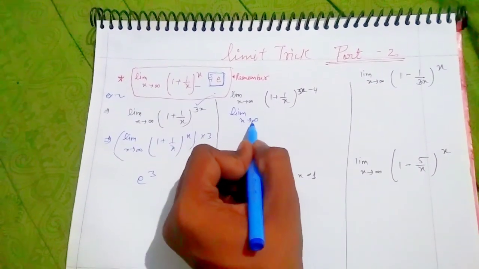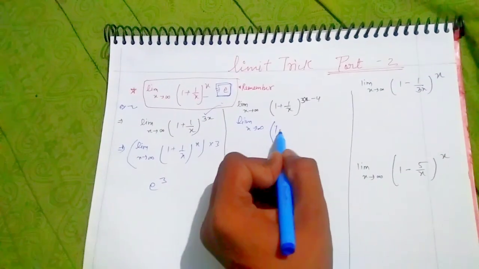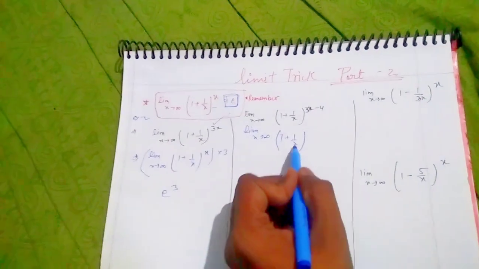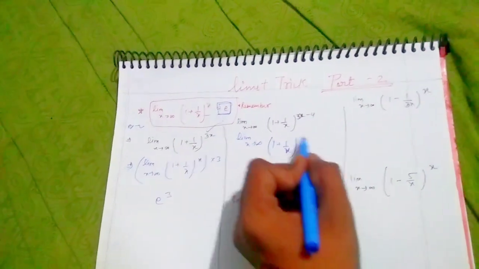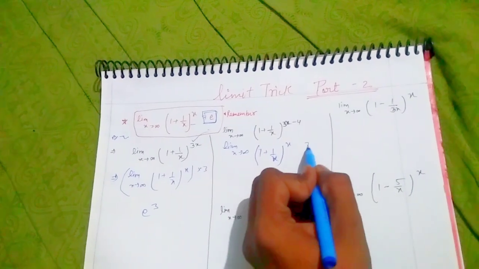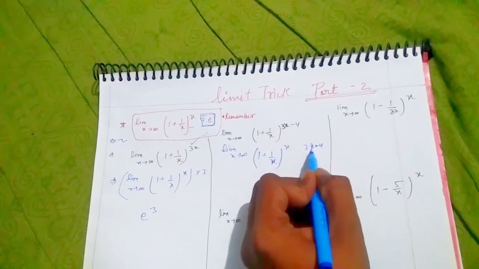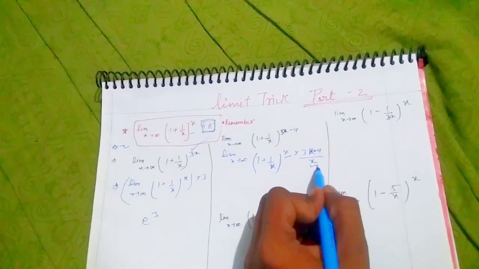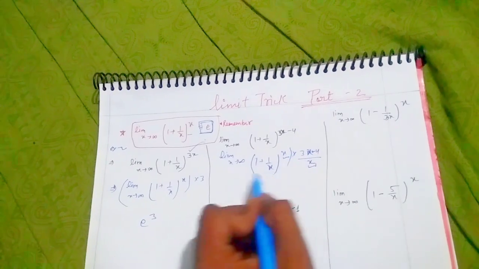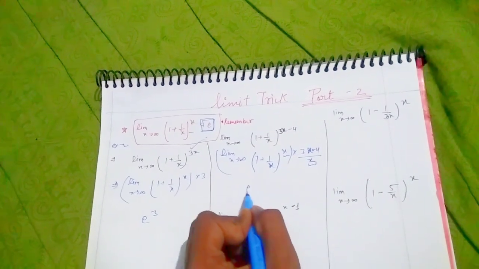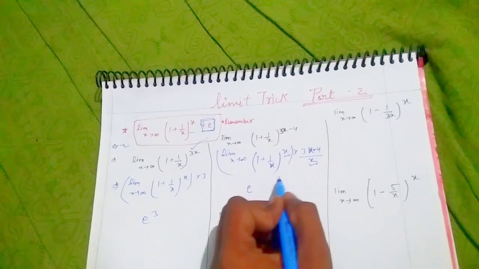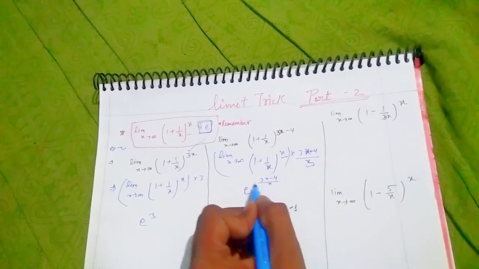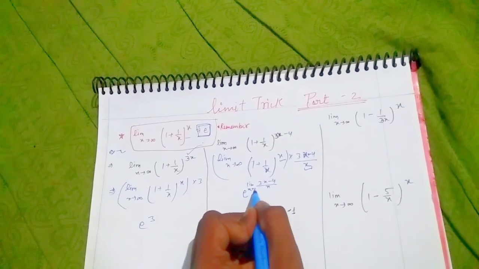Limit x tends to infinity of (1 plus 1 by x), and in this question we have to make that particular form. So we can multiply by x and divide by x, and we write it like that. We multiplied by x and divided by x, so there is no change. Now we know the value of this base is e, and the power is (3x minus 4) upon x. So we just have to take the limit of these things.